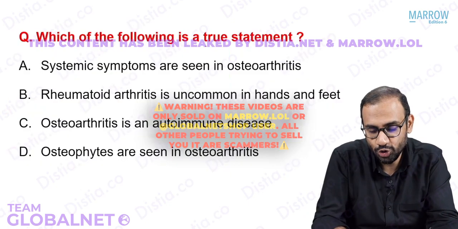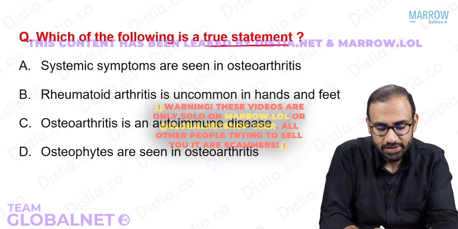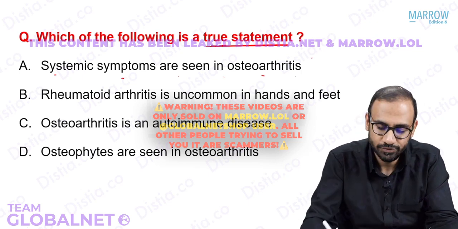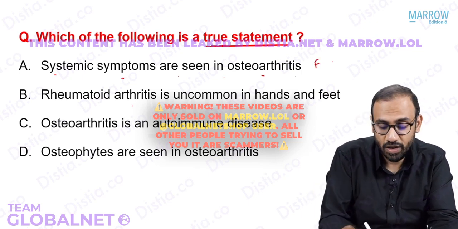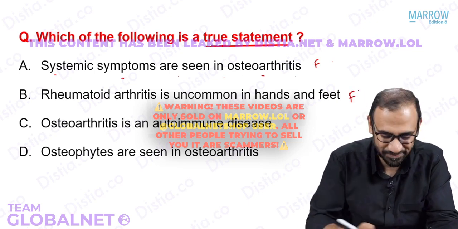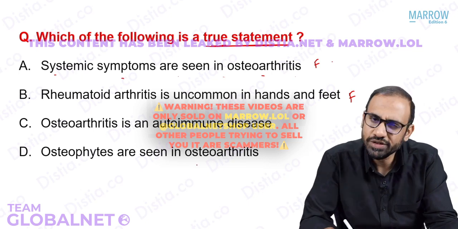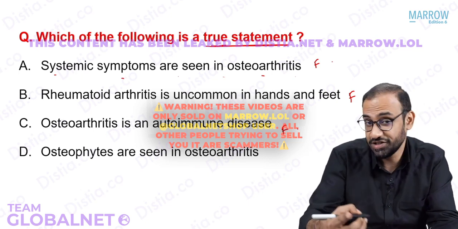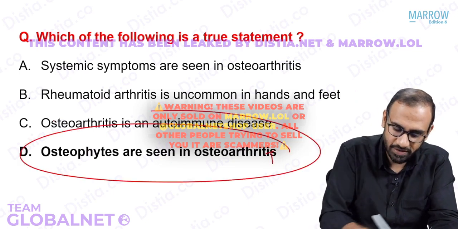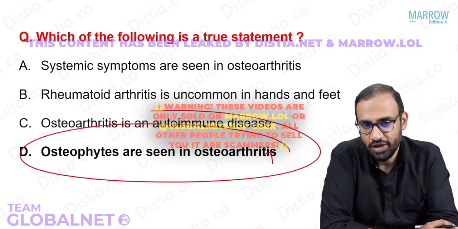Which of the following is a true statement? Systemic symptoms are seen in osteoarthritis. Is it true? No, it's false. Rheumatoid arthritis is uncommon in hands and feet. That is also false, it is more common in hands. Osteoarthritis is an autoimmune disease. No, it's a degenerative disease. Osteophytes are seen in osteoarthritis. Yes, that is a true statement.